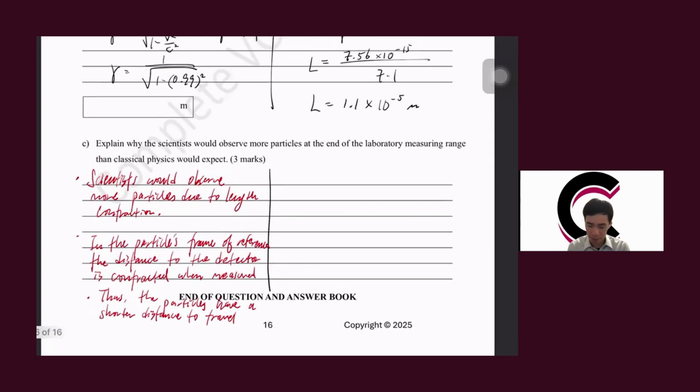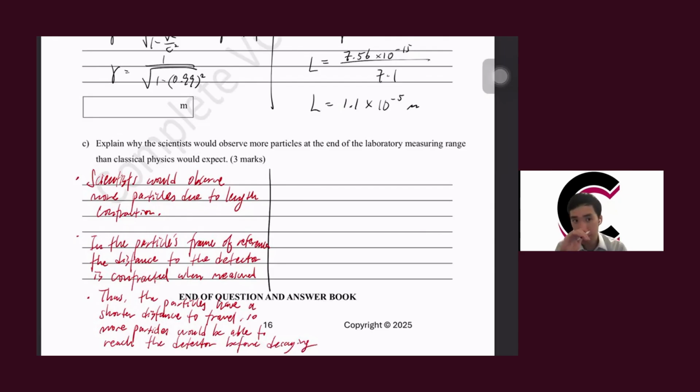So more particles would be able to reach the detector before decaying, compared to what we predicted in classical physics. Okay, that's good enough for 3 marks. Now some of you may think in another way. Let's not illustrate it in the question. I want to spend about a couple of minutes to go through this very quickly.